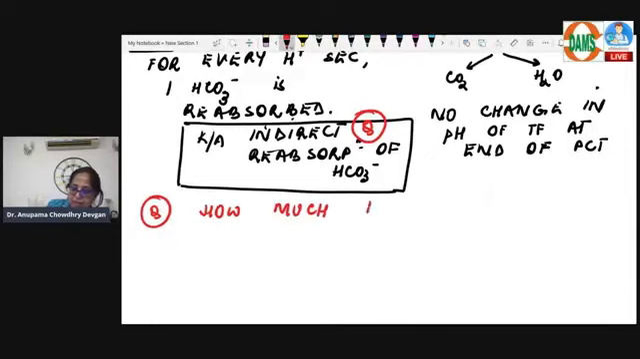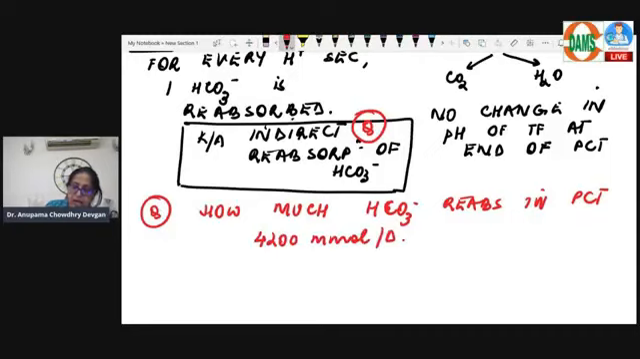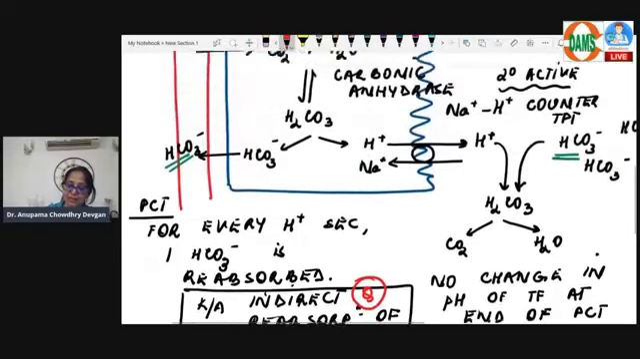How much bicarbonate is reabsorbed in the PCT? It is equal to the H plus secretion. If H plus secretion is 4,200 millimoles per day in the PCT, the bicarbonate reabsorption will also be the same. For every H plus secreted, one bicarbonate is reabsorbed, but this is the indirect reabsorption of bicarbonate. Right, so this is what happens in the PCT.